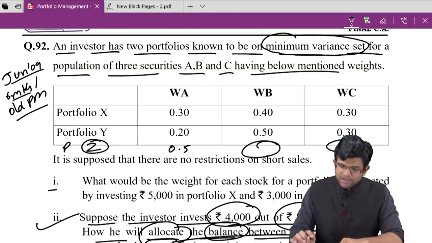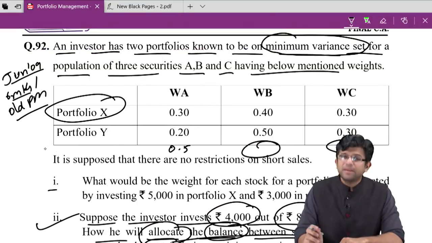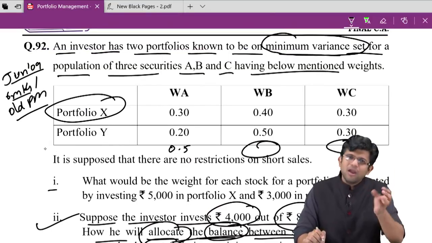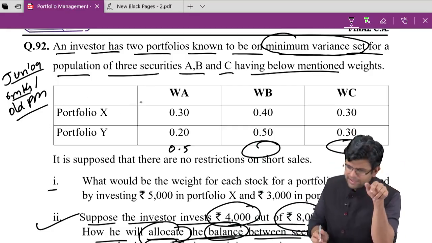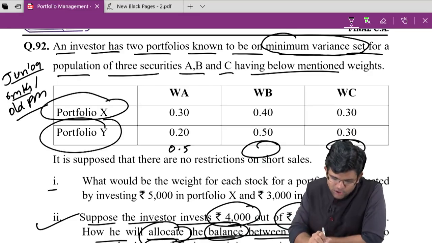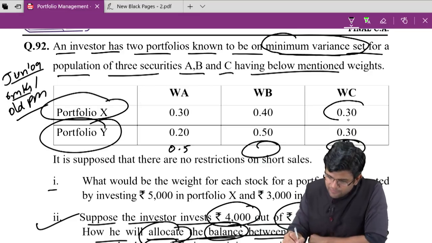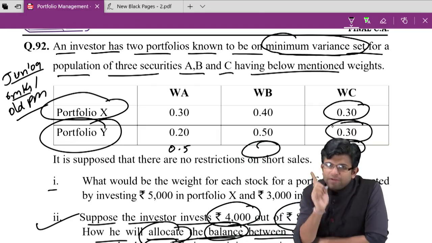Students, can you see that for portfolios X and Y, they have not given us much data about the minimum variance, the sigmas, etc. Only weights are given, correct? But one thing you can notice is that whenever the portfolio lies on a minimum variance set, the weight of C is fixed, that is 0.3.